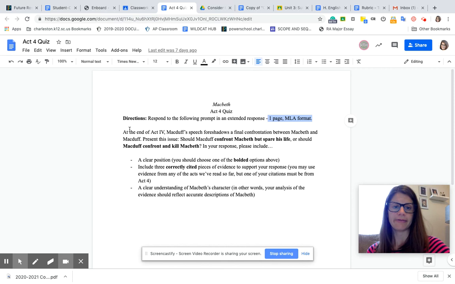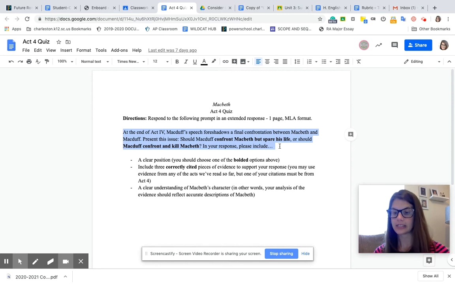Here's the prompt itself. At the end of Act 4, Macduff's speech foreshadows a final confrontation between Macbeth and Macduff. We discussed that yesterday. We're headed into war. Scotland equals Macbeth. England equals Macduff. Should Macduff confront Macbeth but spare his life, like conversation or something, or should Macduff confront and kill Macbeth?